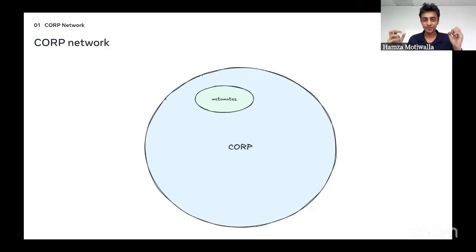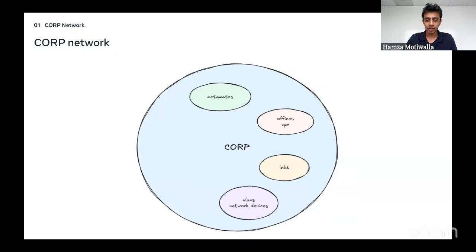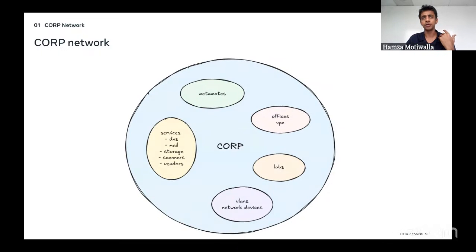This is the network that brings all the Metamates together. Yes, we go by Metamates. The Metamates work out of offices, or if they're remote, they VPN into the enterprise network. We also have some dev testing labs in our enterprise network, and a whole bunch of VLANs and network devices which mesh the network together. And like any other company, we need to host essential services like DNS, mail, and storage in our enterprise network. We also have some security scanners, and we also have to give some vendor access to the Corp network.